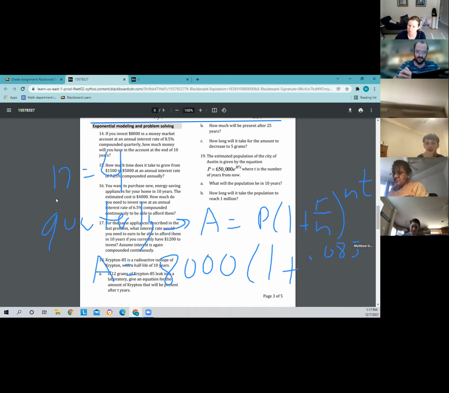0.085. We're moving it 2 decimal places. We're dividing by N, which I already said was 4. And NT is going to be what? 4 times 10, times the 10 years. Questions about this thing?